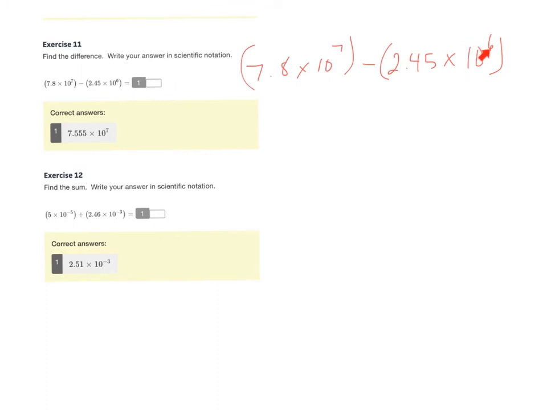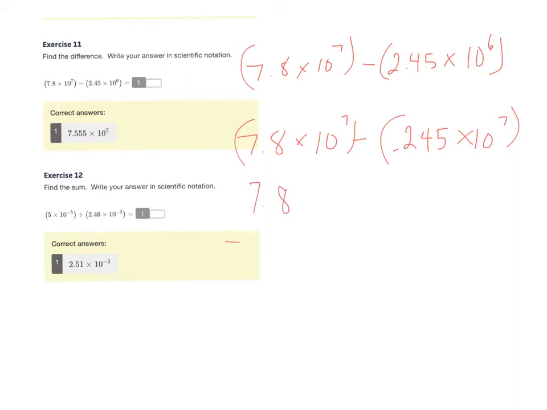If I make this larger, this has to get smaller by 1. So I'm going to bump that up to 7, so this is going to be 10 to the 7th. Because this part got bigger, this has to get smaller by one. So now it's going to be 0.245 times 10 to the 7th minus 7.8 times 10 to the 7th. So what we've done here is we've got our base of 10 to the exponent to be the same. So this is the same as this. Now we can subtract these.